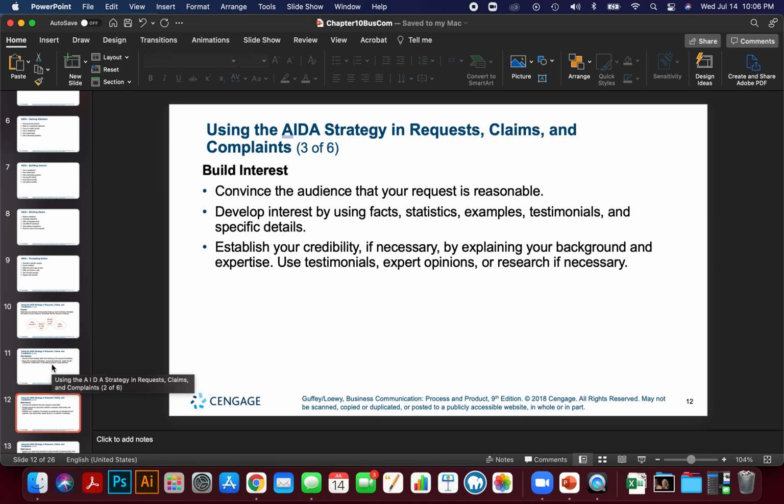Next, we're going to build interest by convincing the audience that our request is reasonable. We're going to develop interest by using facts, statistics, examples, testimonials, and specific details. We're going to establish credibility, if necessary, by explaining our background or expertise. Here, we're going to use testimonials, expert opinions, or research if necessary.